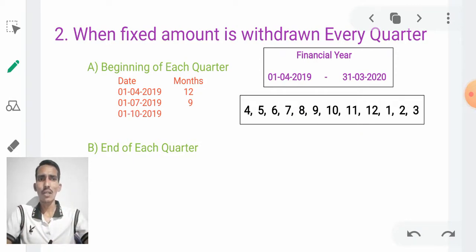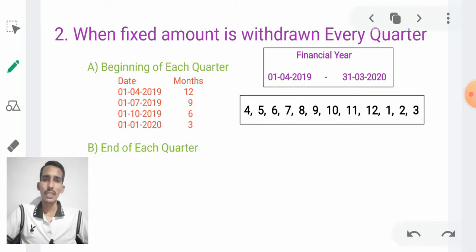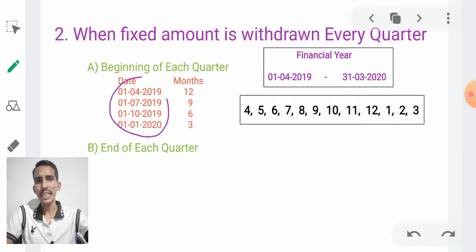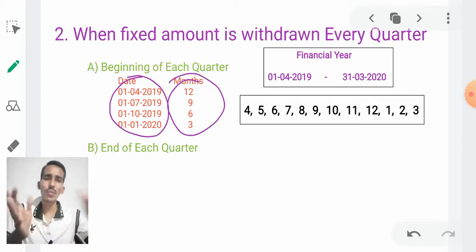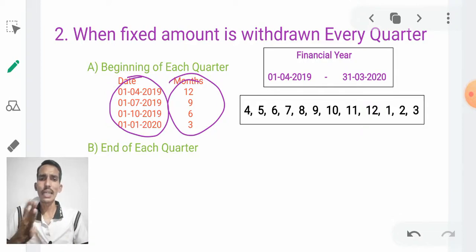The next quarter will start on 10th, means after 3 months, 7, 8, 9. From the 10th we have to calculate 1, 2, 3, 4, 5, 6 months. Is it clear? Right. The next quarter will start on 1/1/2020. See, if in the problem it is given beginning of each quarter, then these days and these outstanding months will come to solve the problem, right? 1/4, 1/7, 1/10 and 1/1. Just keep it in mind.